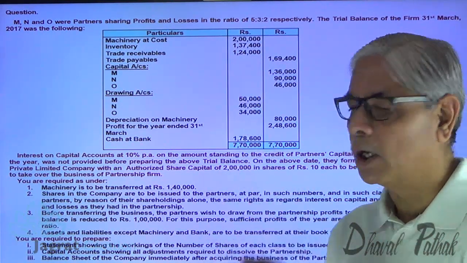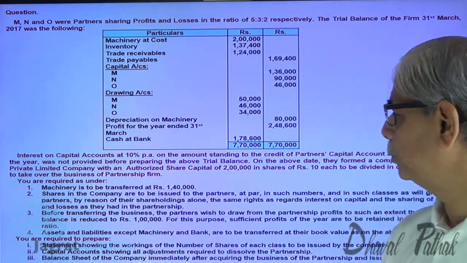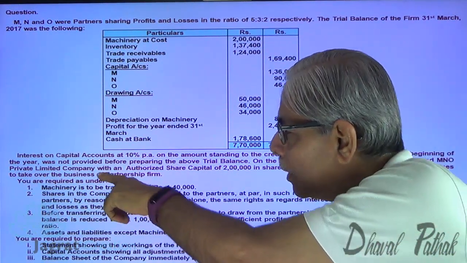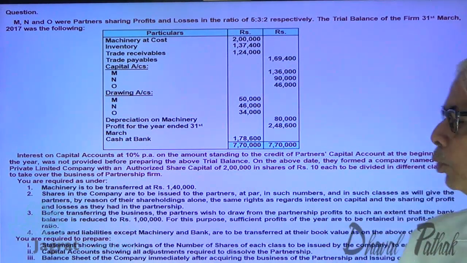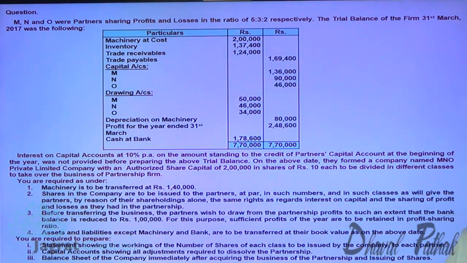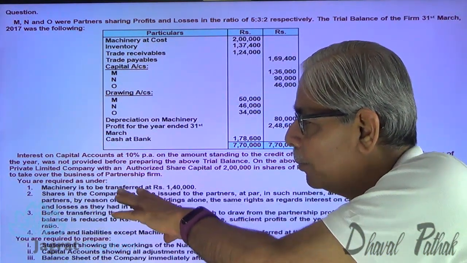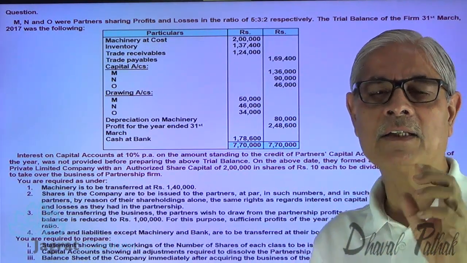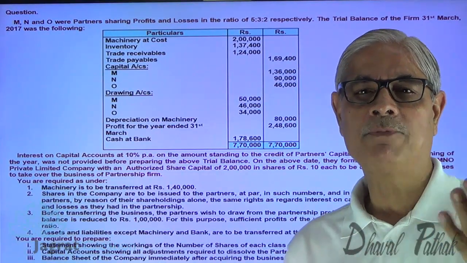Now, this is a sum on conversion of a partnership firm into a company. On the above date, they formed a company named M&O Private Limited Company with an authorized share capital of 2 lakh in shares of ₹10 each, divided into different classes of shares. Now, you are required as under. So here, this is a sum on conversion of a partnership firm into company.